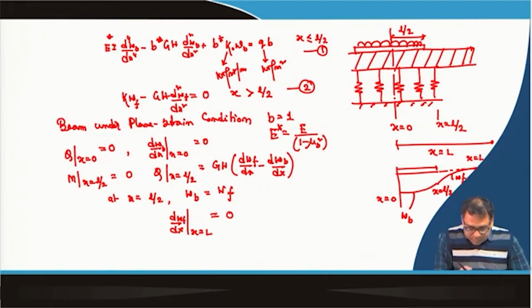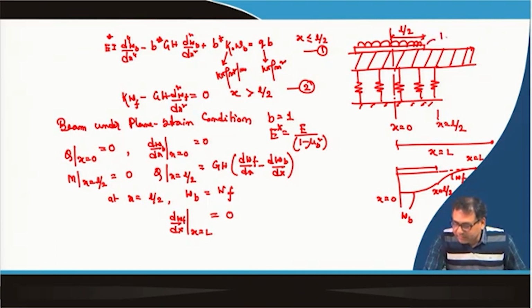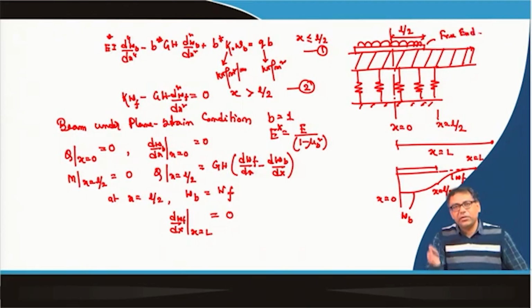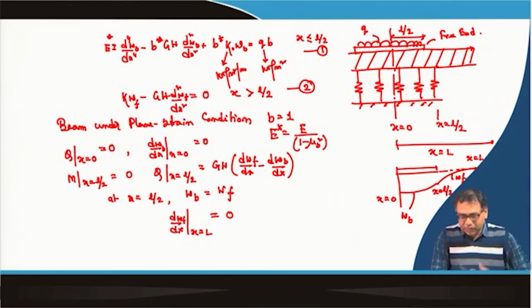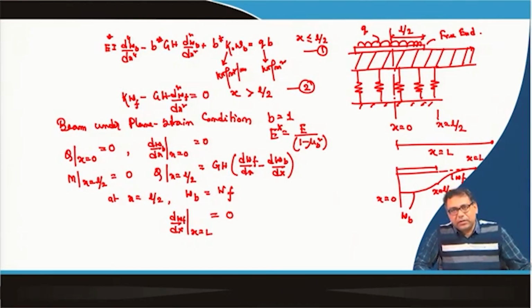Now, you use the boundary conditions I have given. This is for the free end condition when UDL Q is applied. Now, you solve these equations by using the finite difference scheme, the way I have discussed for the beam on Winkler model or spring.